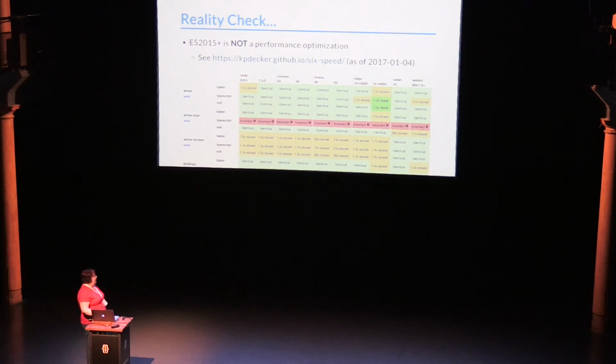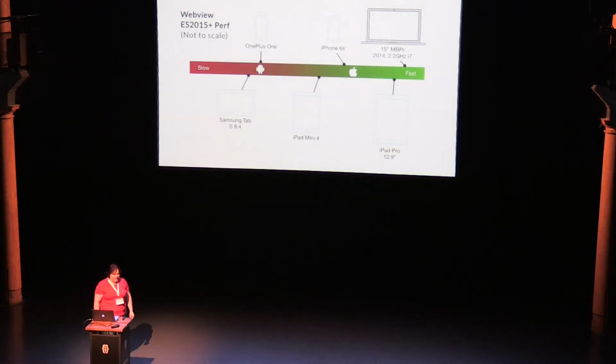And thankfully, go to this website afterwards, because it has a whole lot more than what I could fit on this slide. And it shows where things are faster, because some things ES 2015 is actually faster on. And then it also shows where it's slower. So what does performance look like? Well, it probably looks like about what you would expect from ES5.